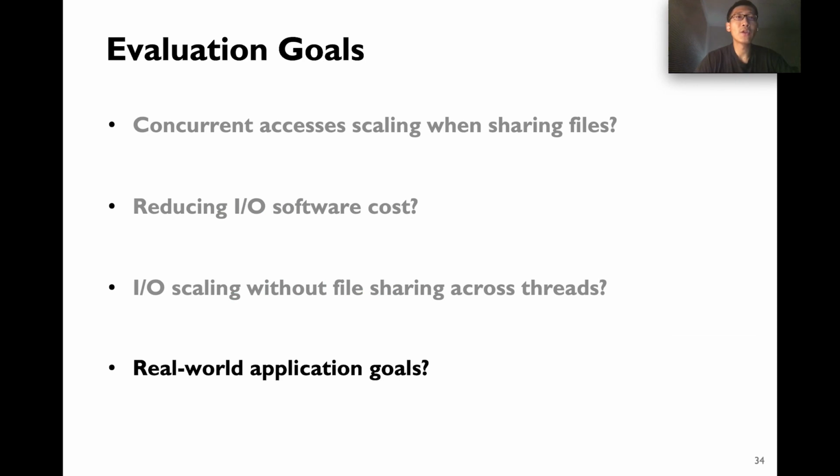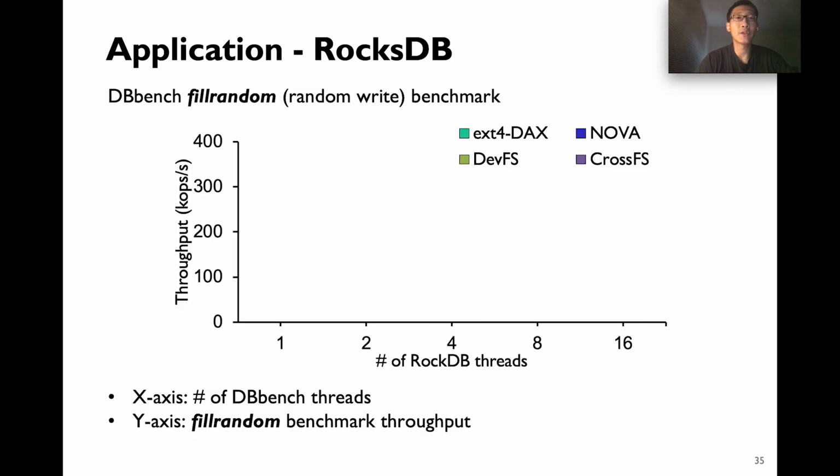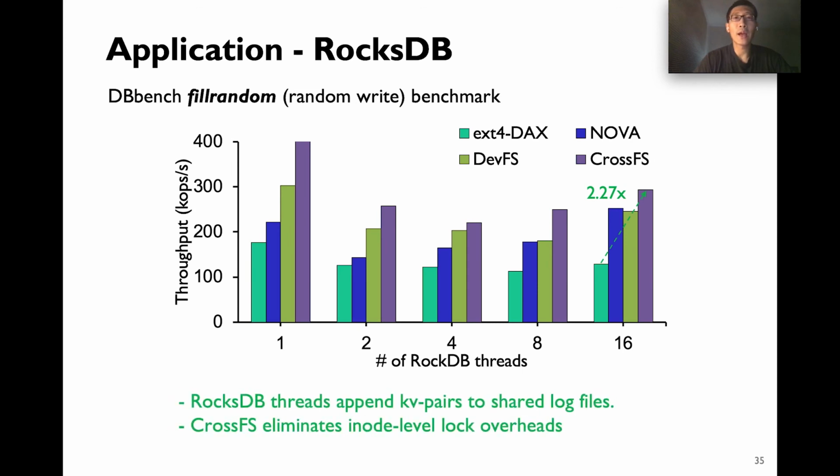Our final evaluation goal is whether CrossFS could benefit real-world applications. We select RocksDB, a well-known IO-intensive key-value store. We evaluate the random write performance with dbbench. CrossFS is able to achieve more than 2x throughput gains because RocksDB threads append key-value pairs to shared log files, and CrossFS eliminates inode level lock overheads.